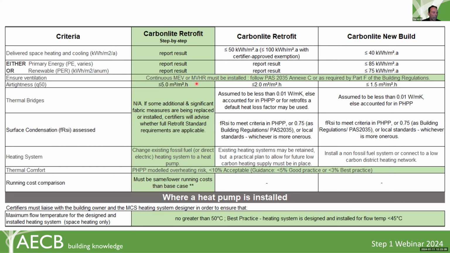So this is the ventilation, this is the overheating, the thermal comfort in summer, and this is the air source heat pump where installed, the flow temperature. So there's continuity between the standards, and there's also some graduation of the figures as well. You can see here the air tightness goes from 5 there. This is a Q50 figure, meters cubed per meter squared hour, 5, 2, and then 1.5. So there's continuity between the standards.